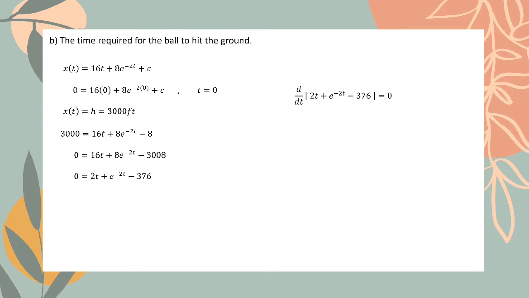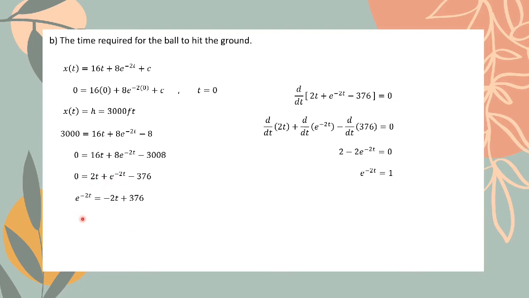To find the t value, we differentiate the equation, separating it to simplify the calculation. When we differentiate 2t, we get 2. Differentiating e to the power of negative 2t, we get negative 2 e to the power of negative 2t. Then differentiating negative 376, we get 0. We simplify the equation and get e to the power of negative 2t equals 1. Now, we know that this value can be simplified further from here.